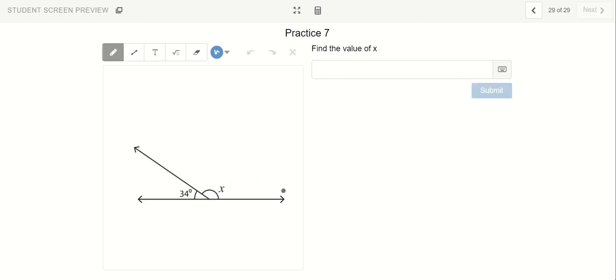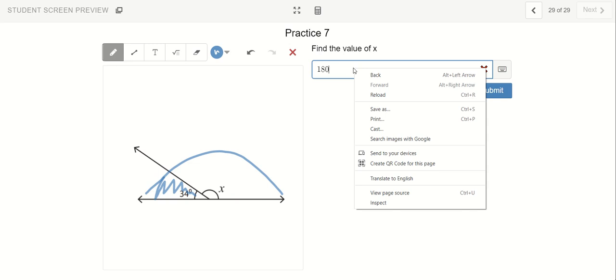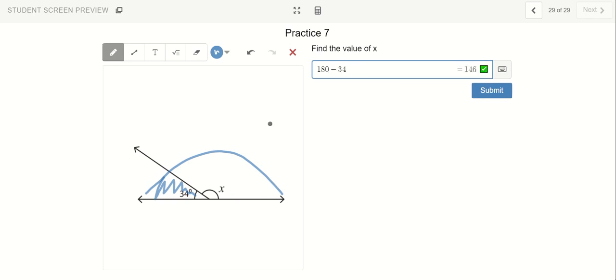Okay, and the last one, again, this whole arc is 180. And if I subtract the part of the angle right here, the 34, whatever's left over is going to be the answer. That part is 146.